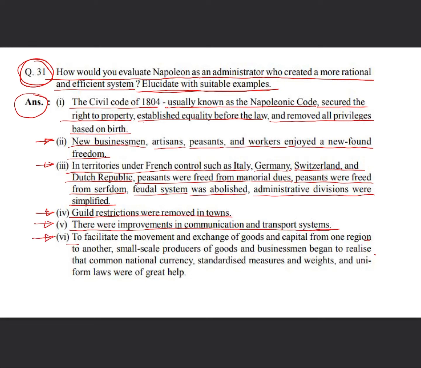Sixth, to facilitate the movement and exchange of goods and capital from one region to another, small scale producers of goods and businessmen began to realize that a common national currency, standardized measures and weights, and uniform laws were of great help.